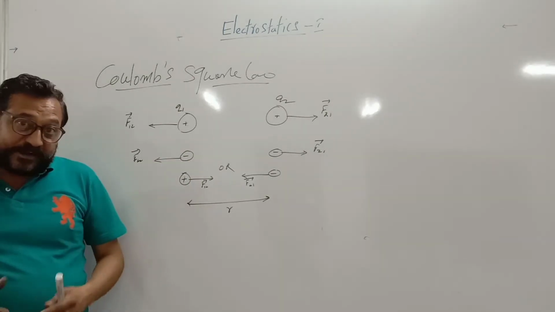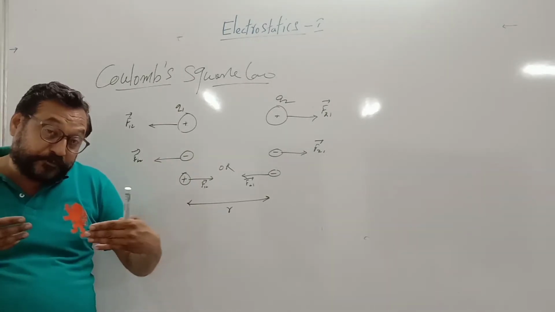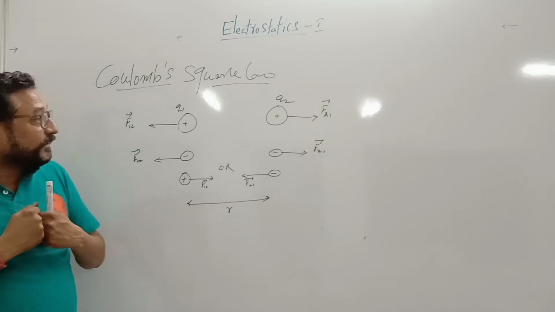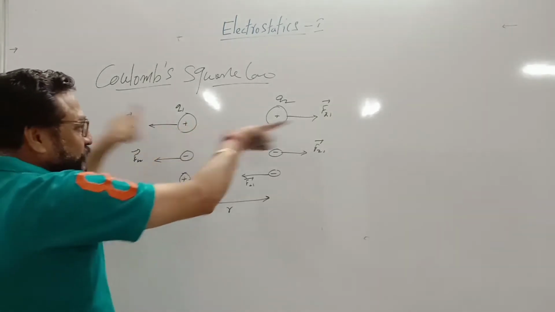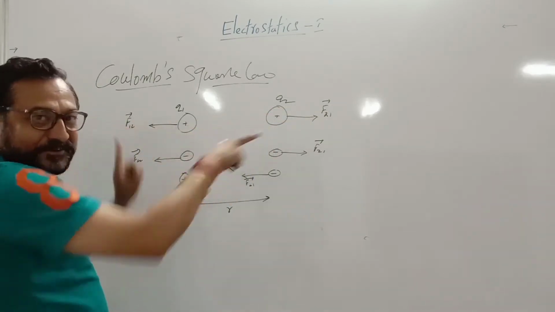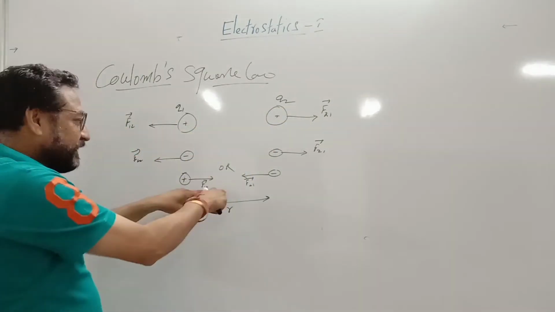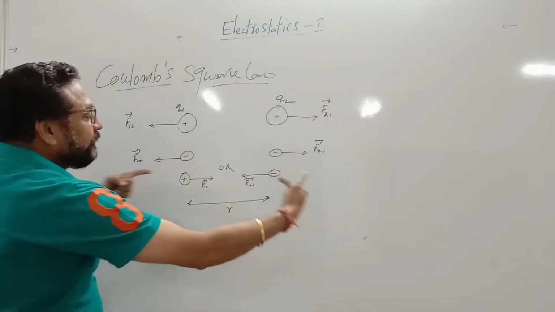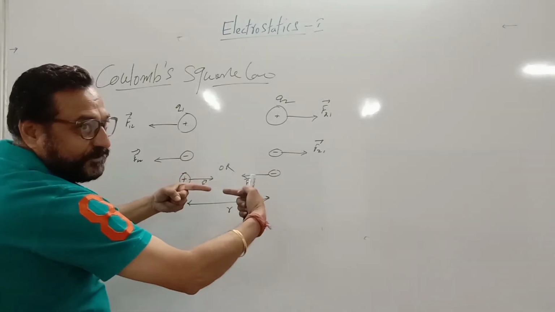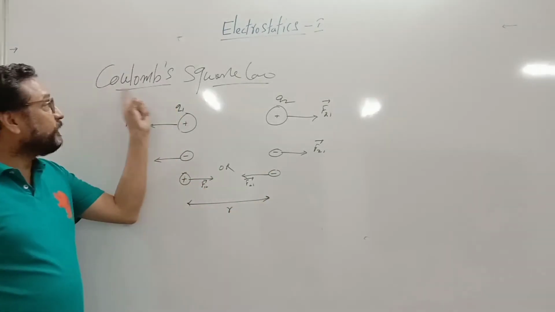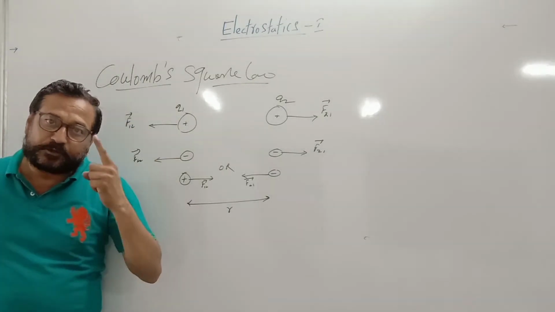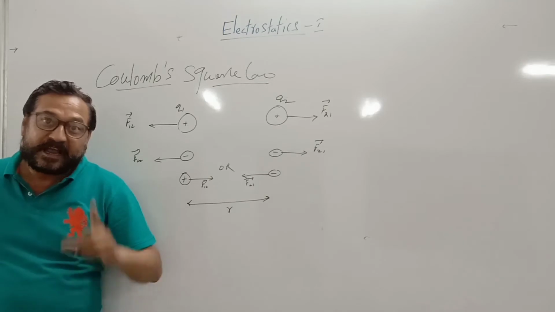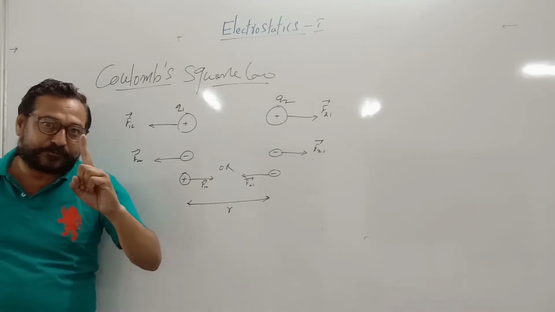It means that in both conditions, force of attraction or repulsion, these forces act in opposite directions. How is it? Like the first case, please see: in this condition both forces act in opposite directions. Yes, and in the force of attraction case, again they act in opposite directions. It means Coulomb's inverse square law follows Newton's third law of motion: every action has an equal and opposite reaction.